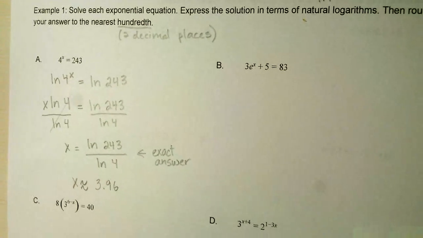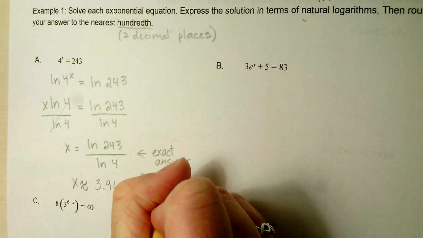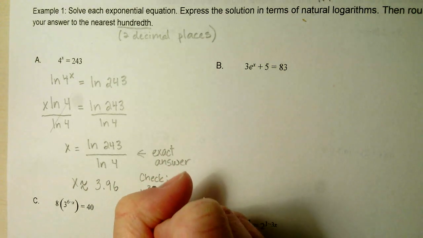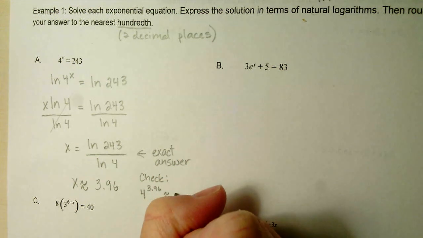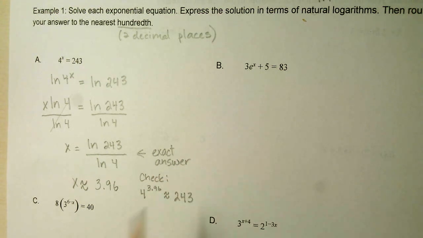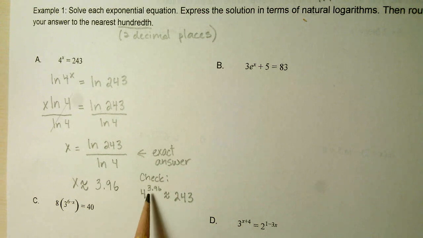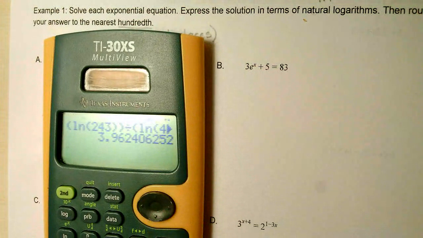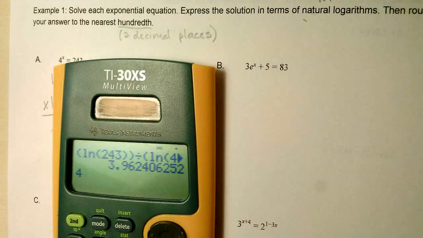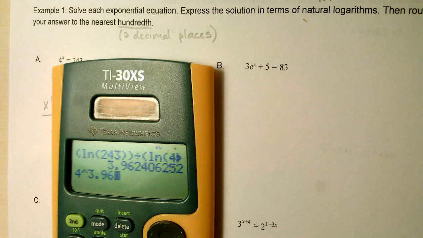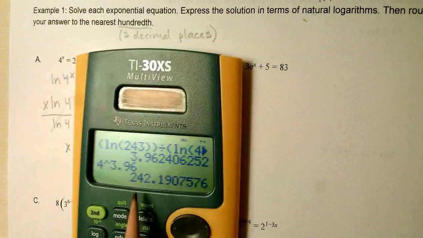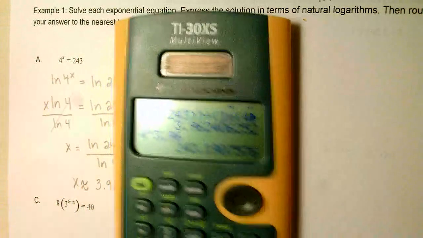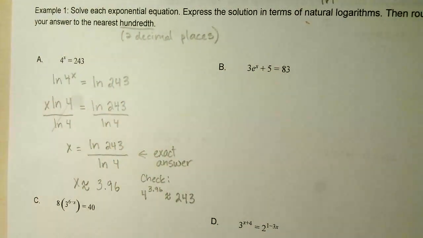On our quiz or test, we can check this. So let's do a check. We want to see if 4 raised to the 3.96 is about 243. Again, I'm using the approximate symbol because I'm using a rounded estimate. So I come back to my calculator and I am trying 4 raised to the 3.96, and I get 242.19, which is very close to 243. So I can feel pretty confident that I have the correct answer.